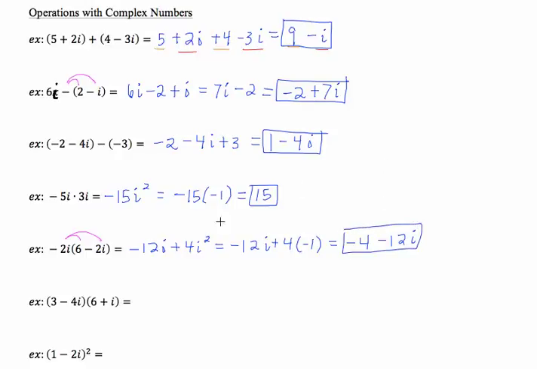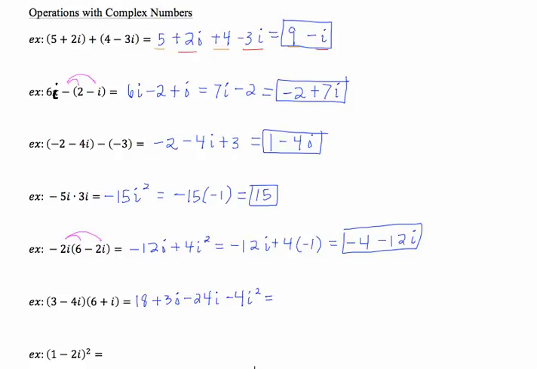And this next one has a binomial times a binomial, so we do have to FOIL. So in FOILing, our first term is 3 times 6, or 18. Our outside term is 3 times positive i to give us plus 3i. Our inside terms multiply together to give us negative 24i. And our last two terms are negative 4i times i, so negative 4i squared.